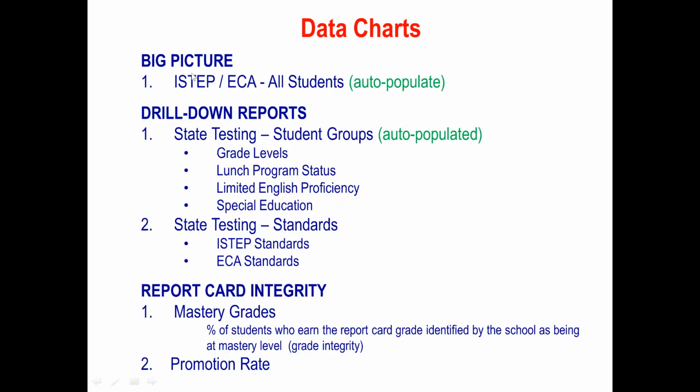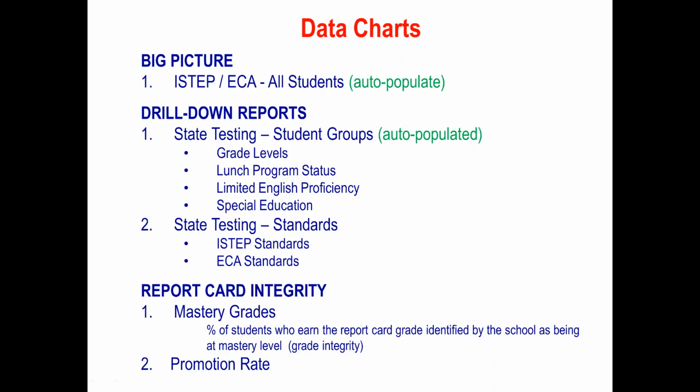So I want to say a couple of things about these. This first data chart is what we call the big picture data, and it is the percentage of all of the students in your school who are passing ISTEP or ECA math or language arts. And this is big picture data.